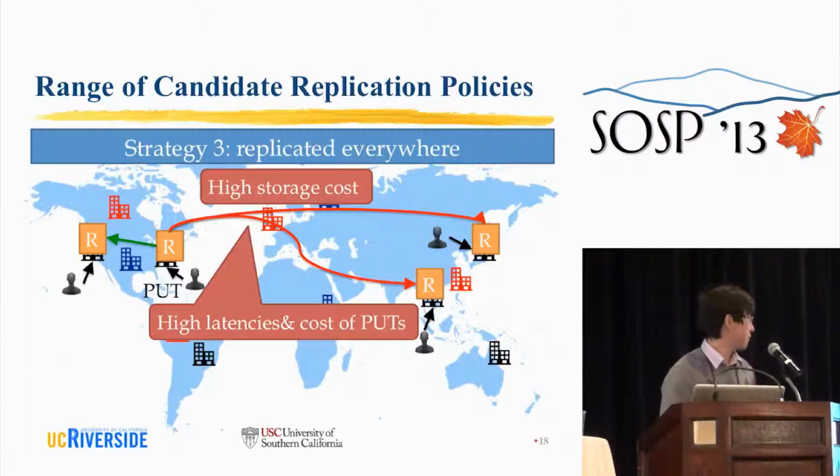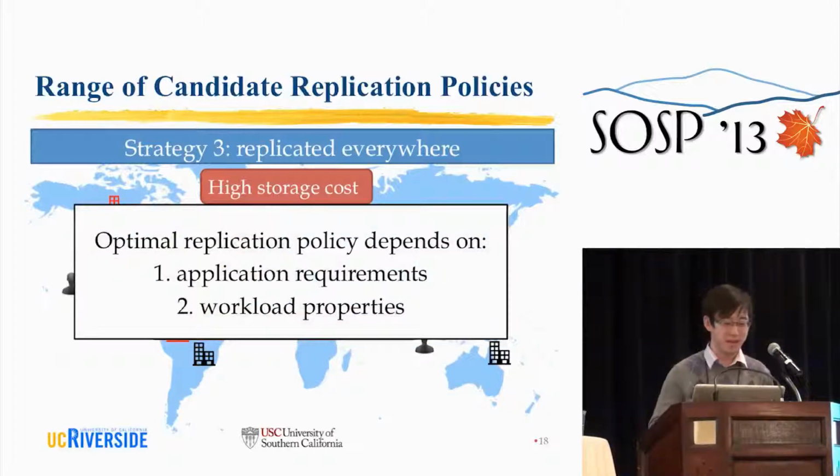The optimal replication policy critically depends on two things: the application requirements and the workload properties. The application requirements are just a simple static input from the application. So the real challenge here is how can we estimate the workload?